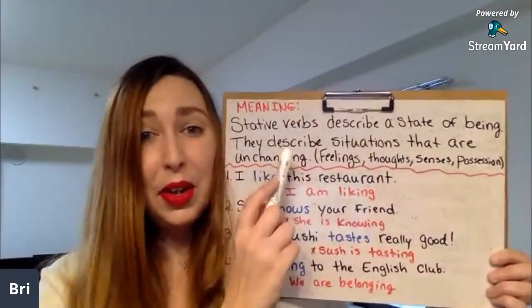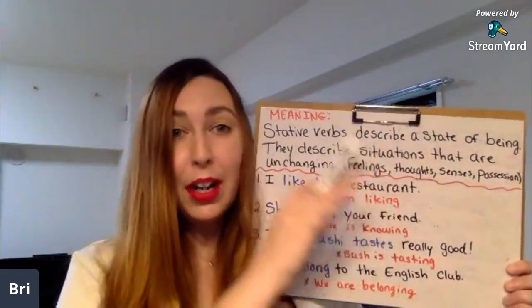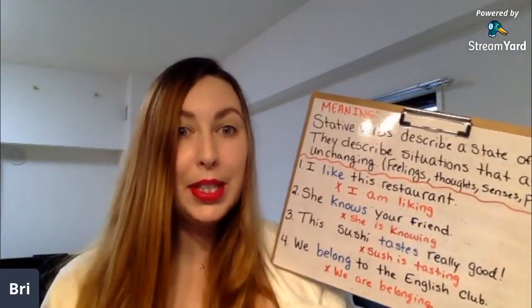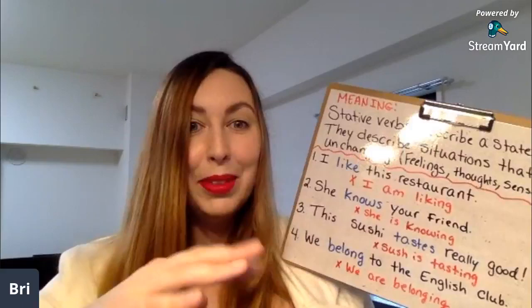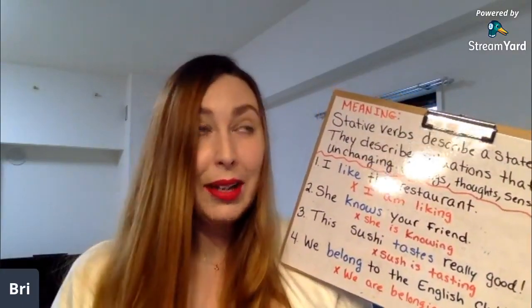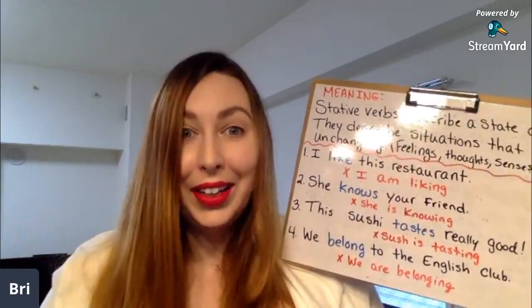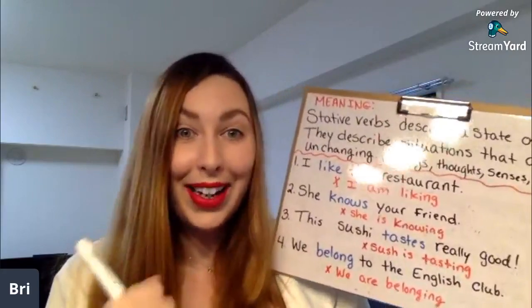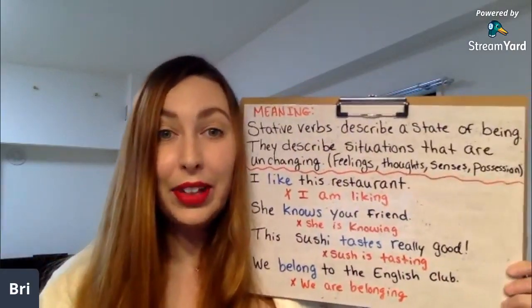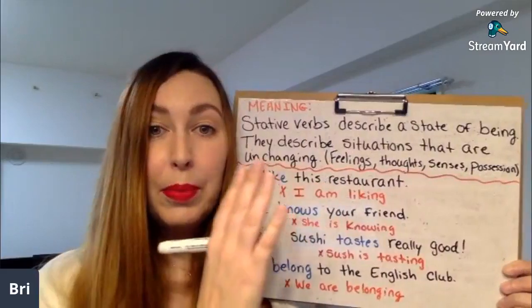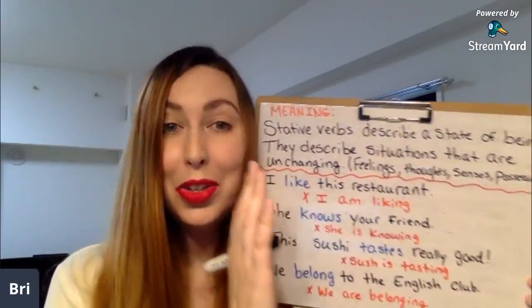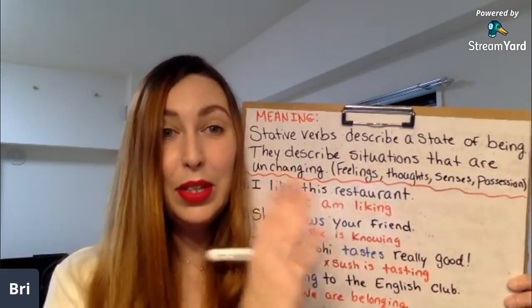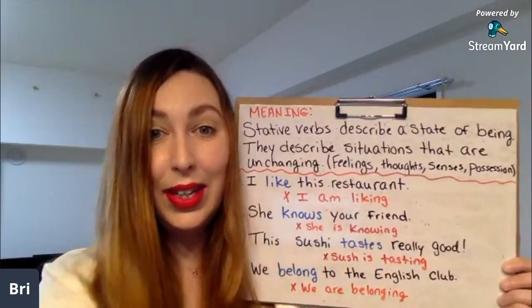Dynamic verbs are the opposite of stative verbs. Usually there is some change with those verbs. For example, running, right? I am running. We can use these in the continuous. However, stative verbs, the big difference here is that we usually don't use them in the continuous.